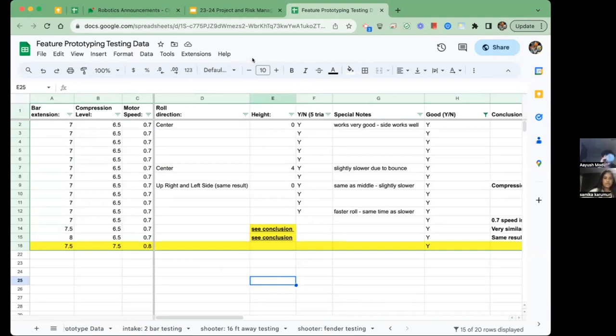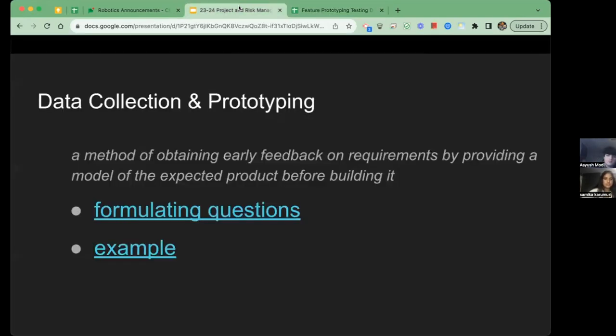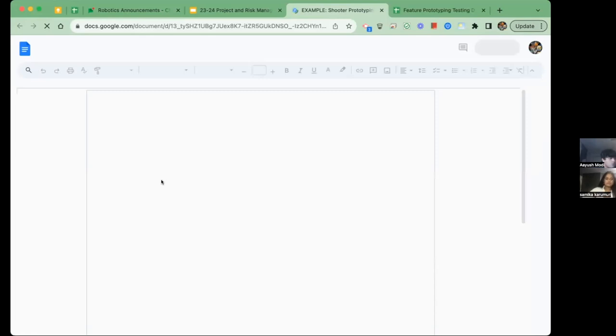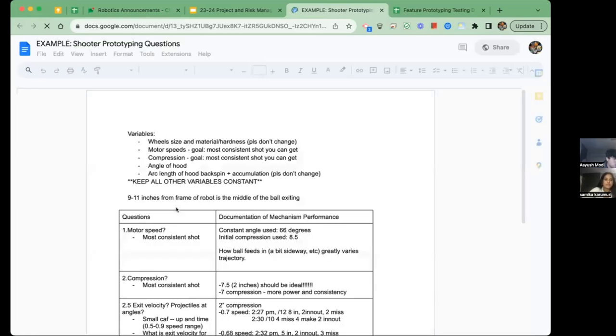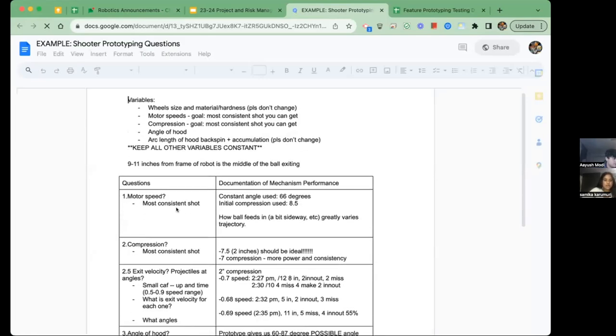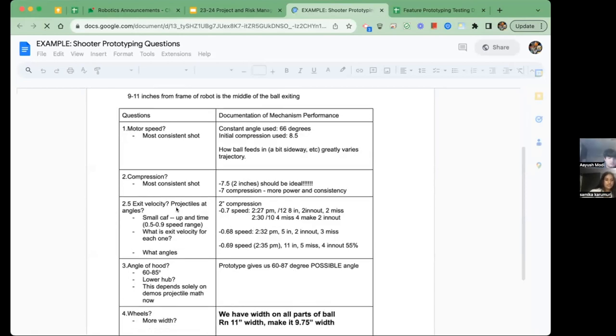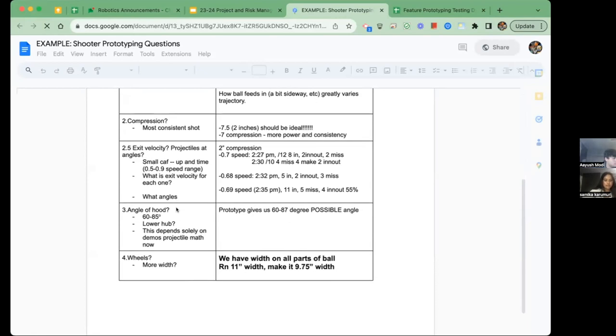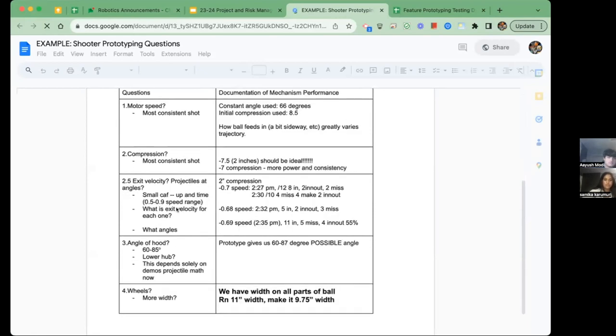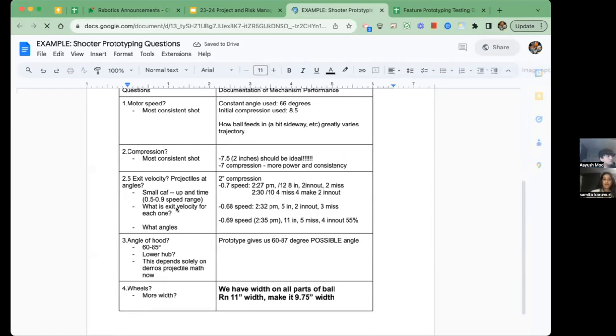So with this, how do we actually find the questions that are going to be answered? This is the shooter prototyping doc from 2 years ago that had a bunch of questions that we were looking to answer. Some of the questions that were discussed were the motor speed, the compression, the exit velocity, the angle, and more. So in this document, you can see that we were being specific and detailed about what exactly we found, whereas the sheet was just a place for us to record our data and just see the numbers.